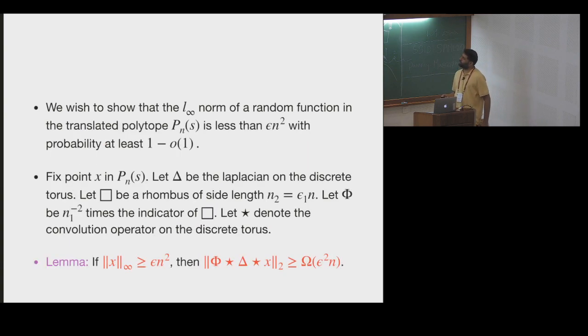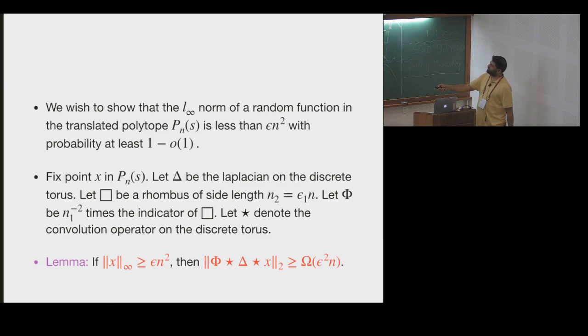So now we want to show that the L infinity norm of a random function in the translated polytope PnS is less than epsilon n squared with a large probability. So what we'll do is we will want to look at small areas of this random function. By small, I mean small compared to n. They're still going to be of the order of some epsilon 1 times n. So they're actually very large. But if you look at them as a ratio with n, then they are small.